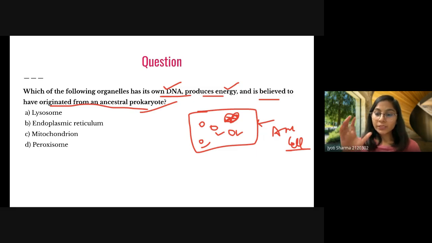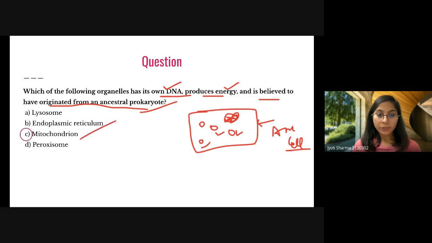You know that within the cell of, let's say, an animal cell or plant cell, we have the genetic material in the nucleus. Okay, but we have some other organelles as well, and those organelles also have DNA in them. So you have to tell me which of these four options has its own DNA, not just in the nucleus. So the answer is mitochondria.